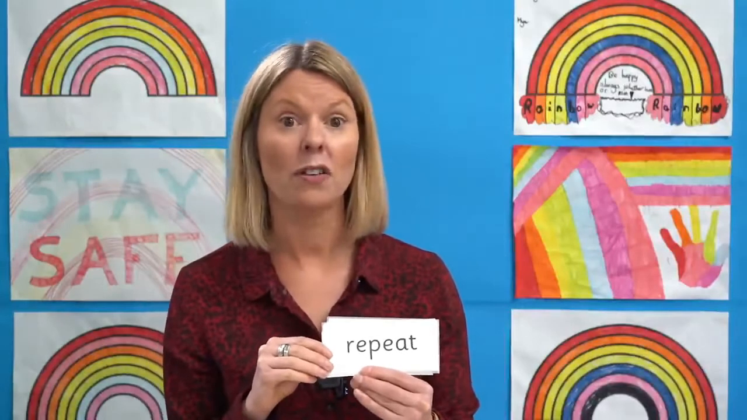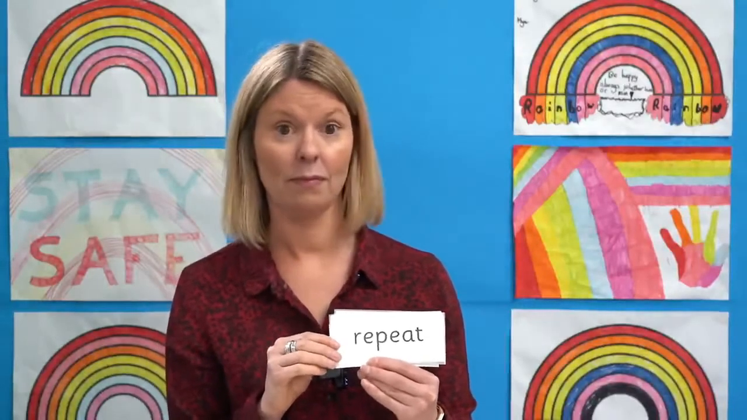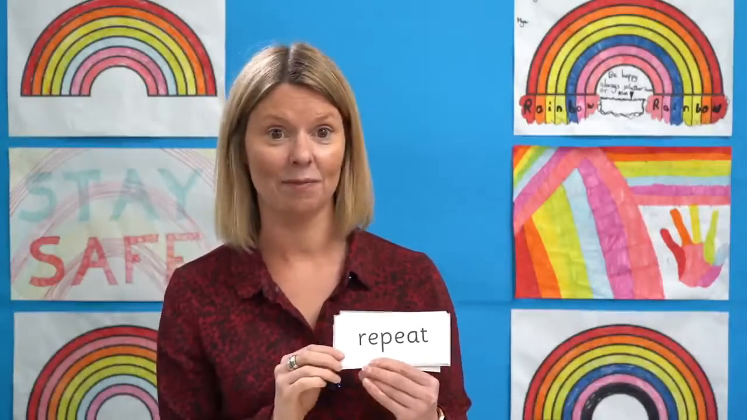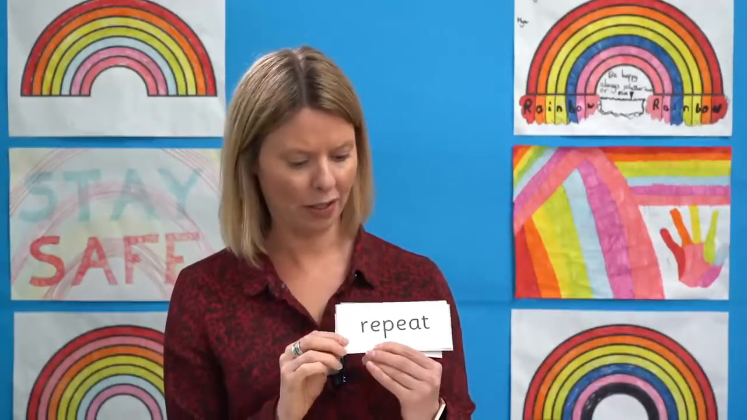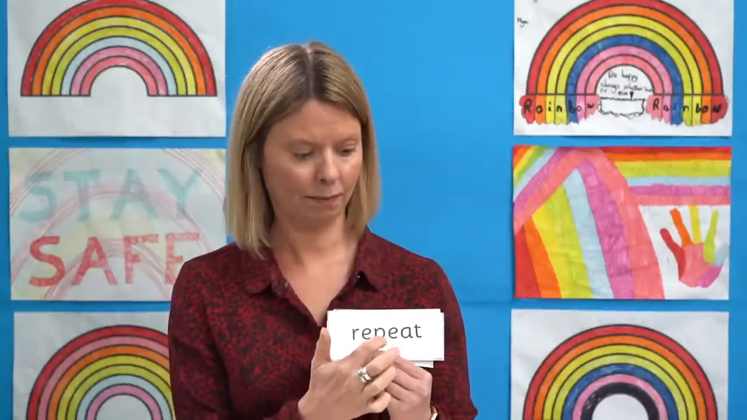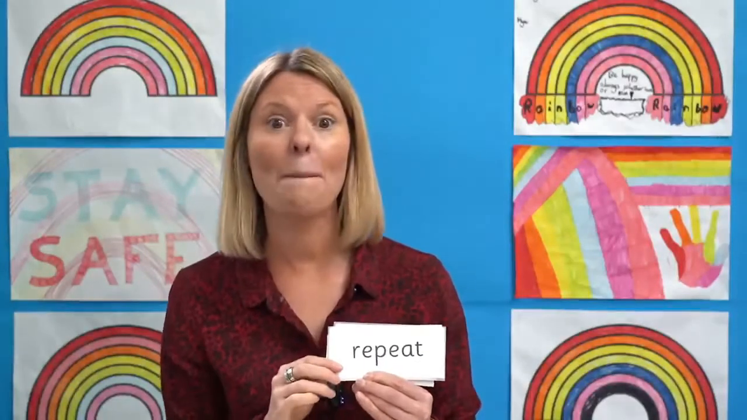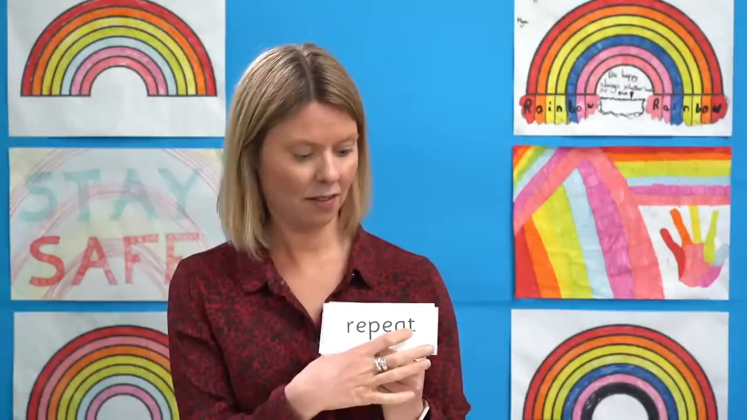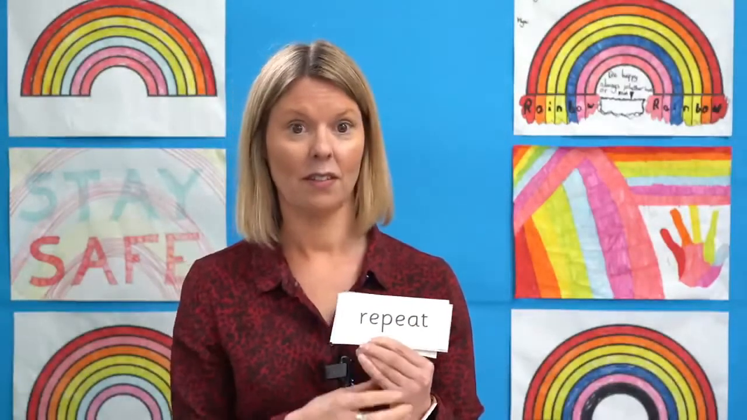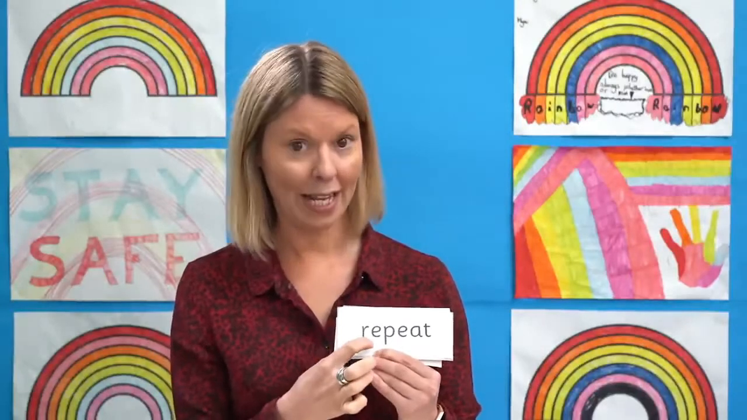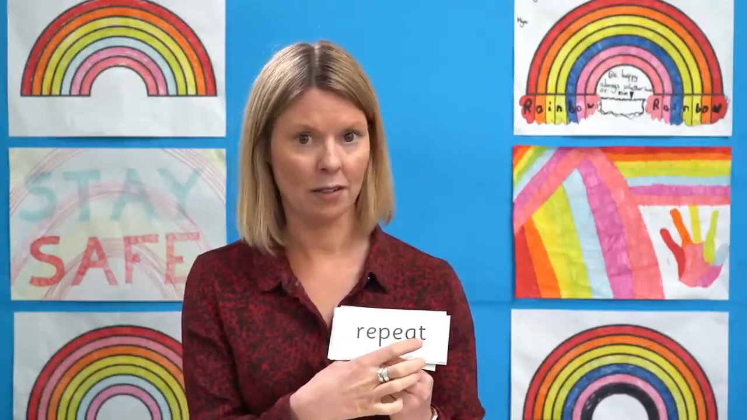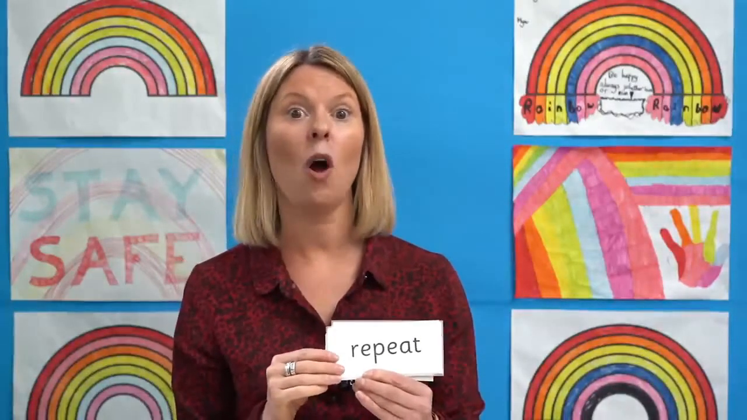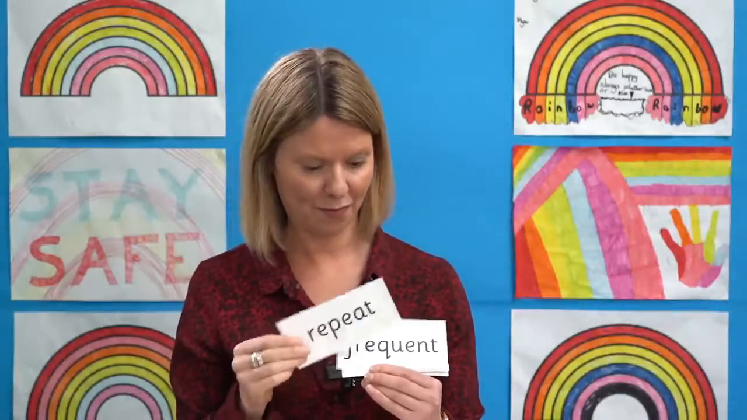Can you spot the digraph? Yes, you're right. The digraph is E. Read each sound as I point. Now blend and read the word. Eat. Repeat. If you say something more than once, you are repeating yourself.